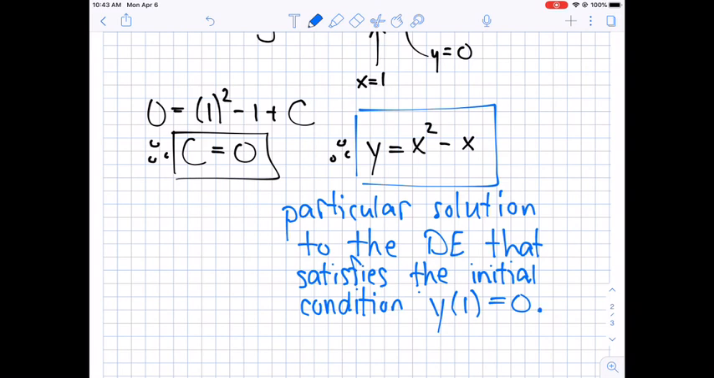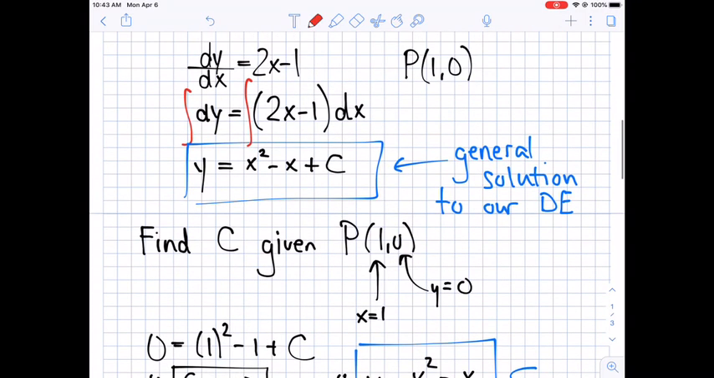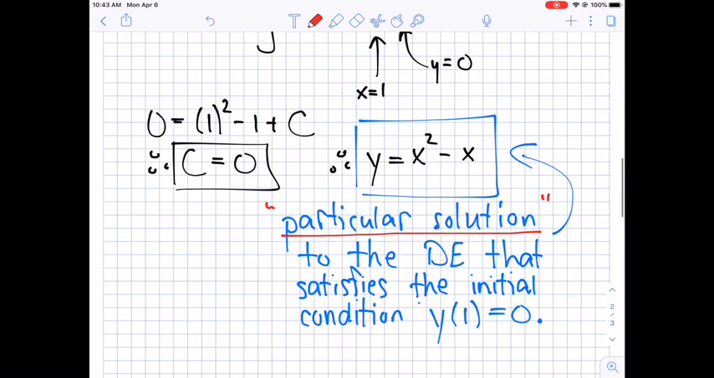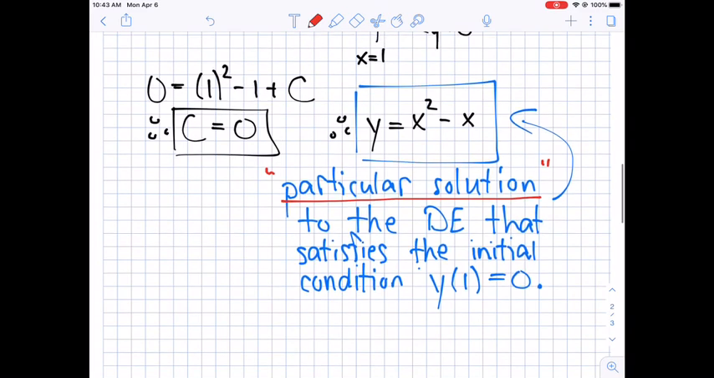Okay, so this right here, that is our particular solution. And that's something that we will be looking at quite a bit in the future. We have particular solution, and here we have our general solutions. Okay, so this is sort of our brief introduction to how we solve them.